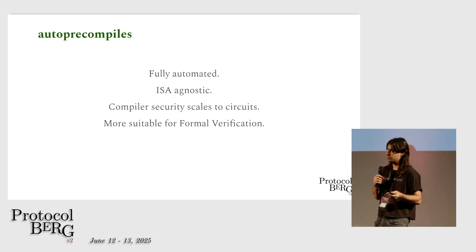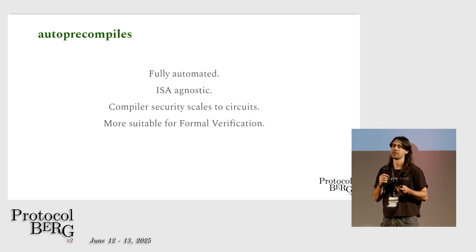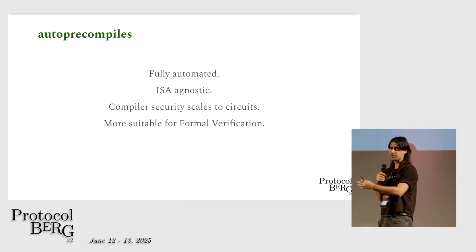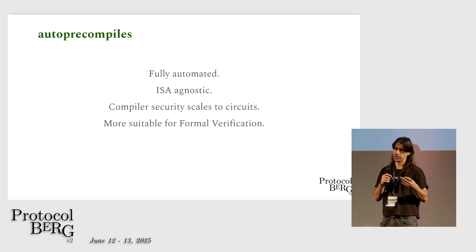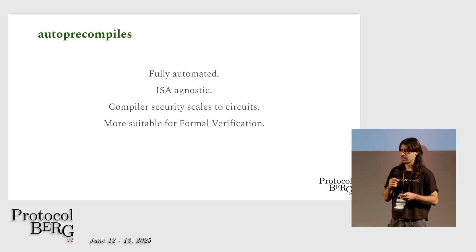It's ISA-agnostic. It's now implemented for RISC-V, but the technique itself doesn't really care what the instruction set is. When the compiler is secured, audited, or formally verified, this scales to the circuits that it generates, so you don't have to audit, formally verify, and check every single precompile that anyone builds in the world. And the way we write these circuits makes them more suitable for formal verification, based on their simplicity and uniformity.